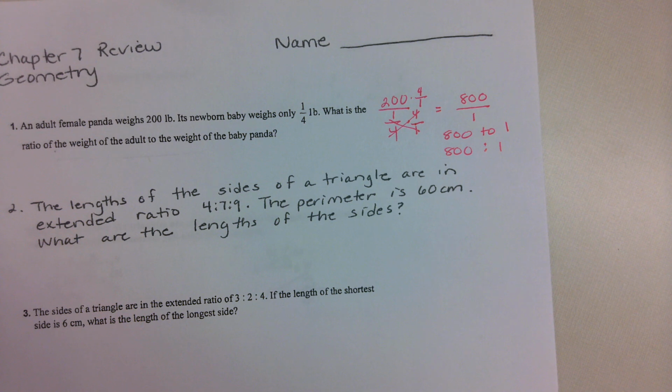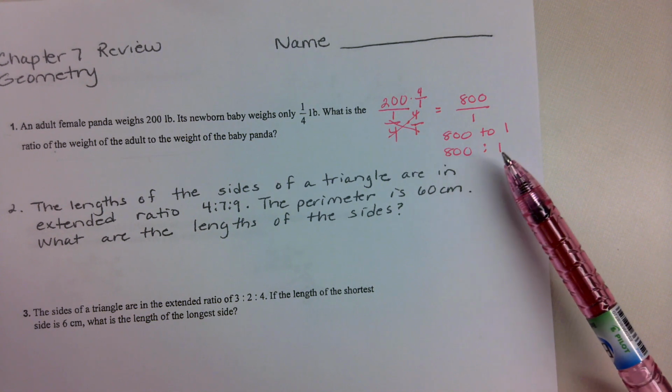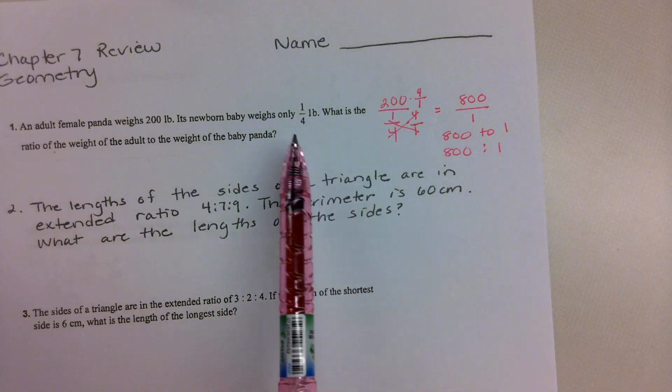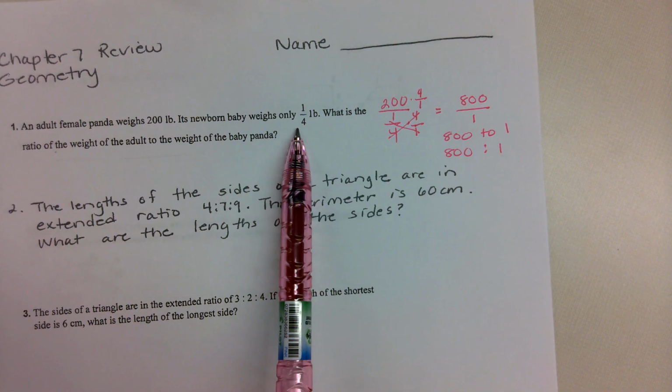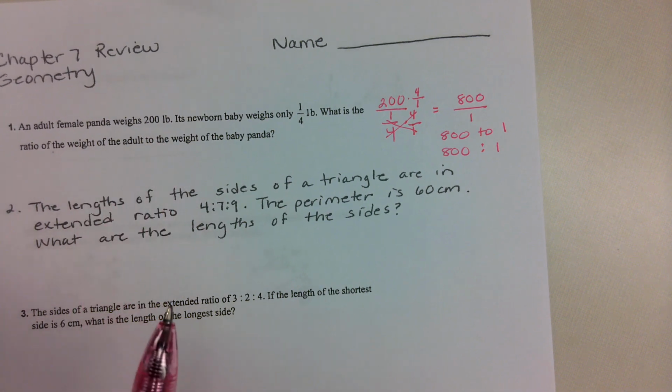And no, it does not mean the baby's 800 pounds. It means that the mom is 800 times bigger than the baby when the baby is born. So when the baby is just 1/4 of a pound, that's craziness. And this big old giant panda weighs 200 pounds. The difference is 800 times that amount.